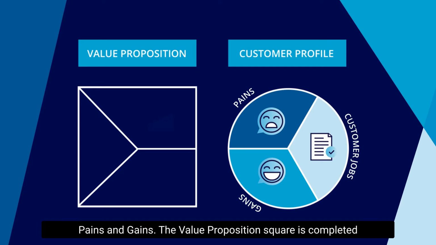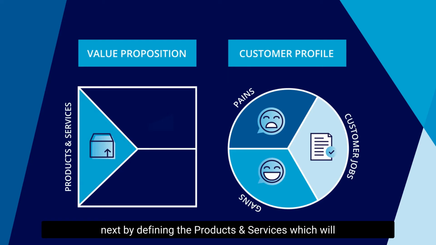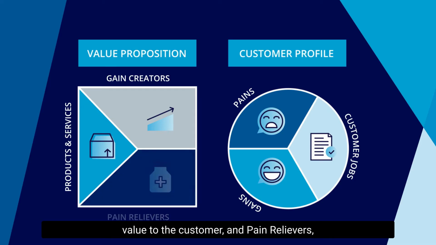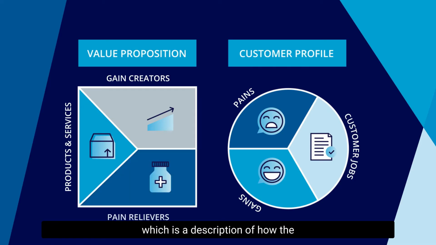The value proposition square is completed next by defining the products and services which will create gain and relieve pain, and which underpin the creation of value for the customer. Gain creators, which is a description of how the product or service creates customer gains and how it offers added value to the customer. And pain relievers, which is a description of how the product or service alleviates customer pains.